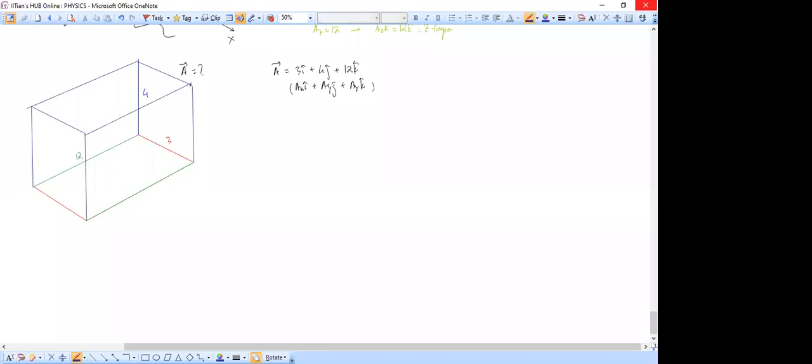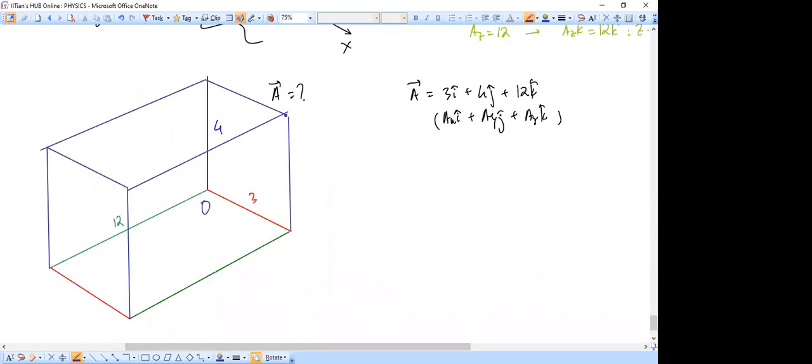So something like this. Okay. So again, in my cuboid, I will consider this point as my origin. I'll consider this to be my x-axis. Okay. This to be my y-axis, and this to be my z-axis.